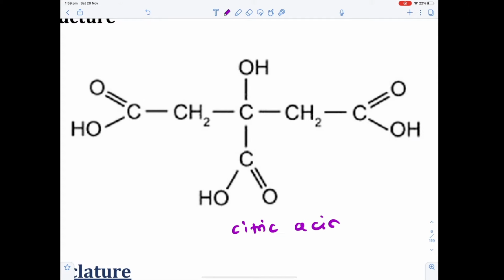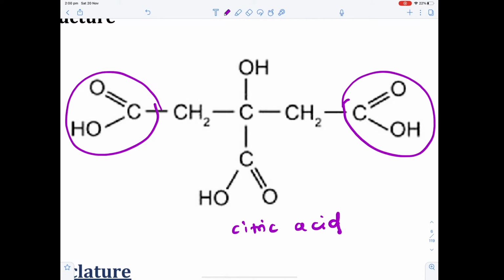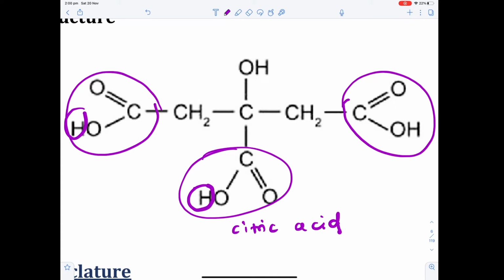How do you know it's an organic acid, Maya? What do you see? Only 2? 3, right? So citric acid has a, if I asked you, how many hydrogen ions would this molecule release in solution, what would you say? 3. Remember, it's only this hydrogen that comes off. Not this, only the hydrogen at the end of that COH.